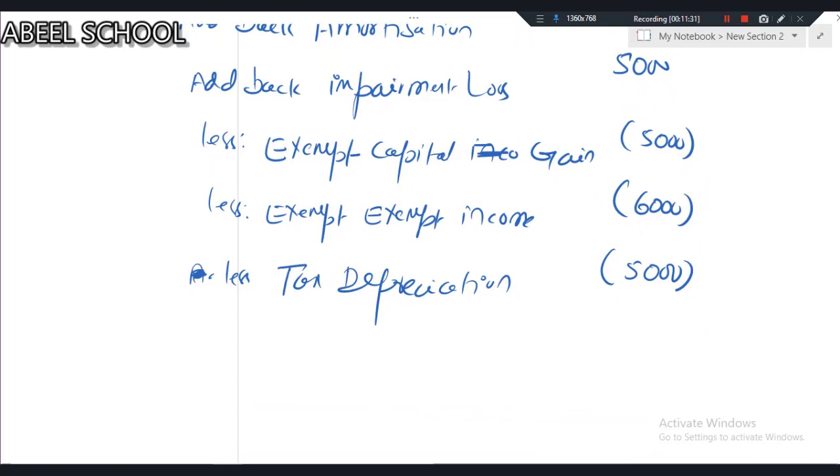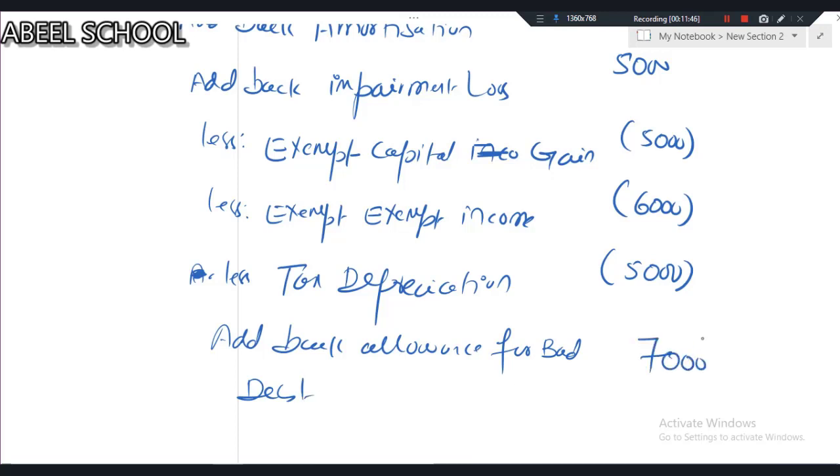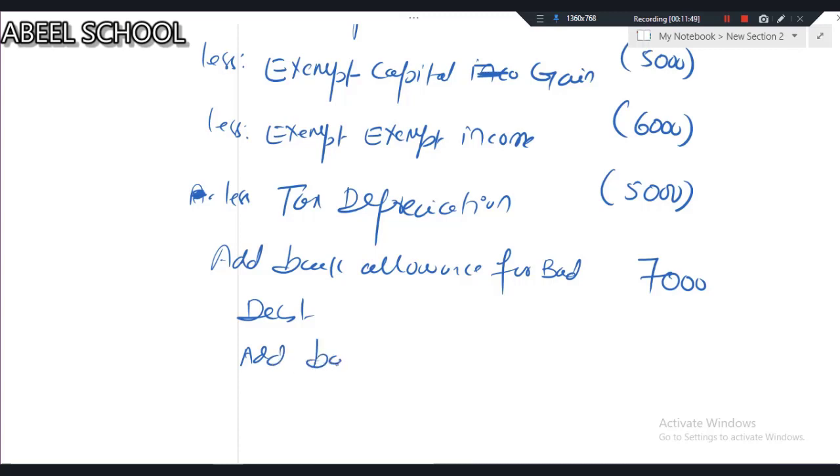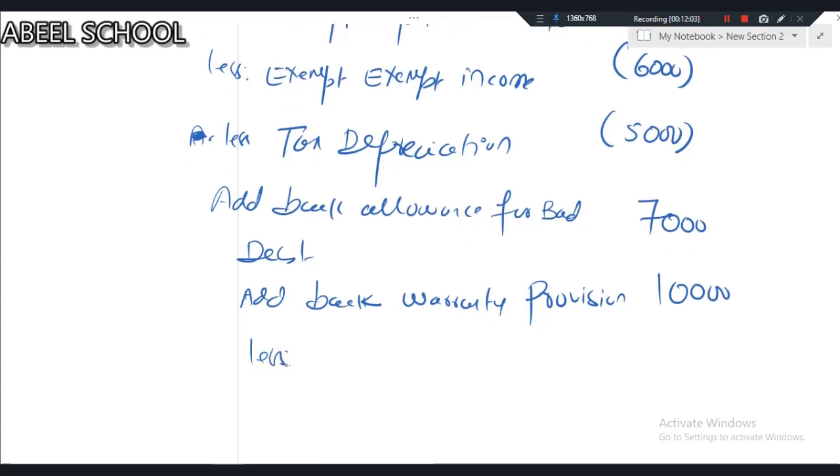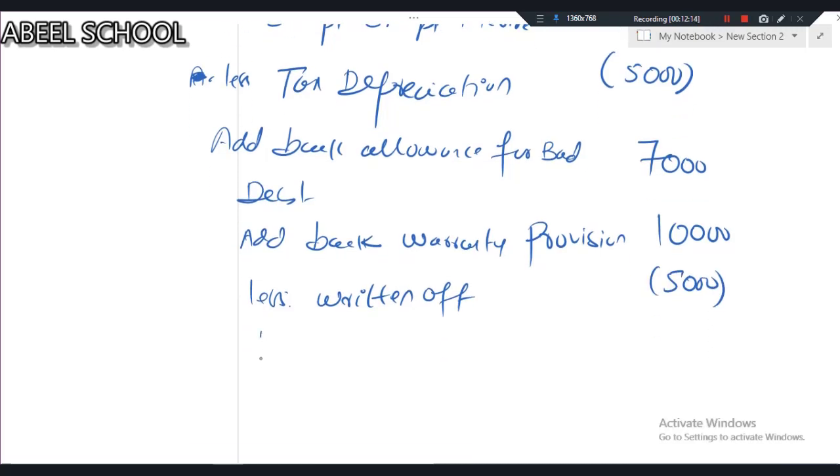Assuming there is any allowance for bad debt, that will be added back, because tax people don't accept it. Assuming it is 7,000. Add back the warranty provision if any, because tax authorities don't accept provisions either. And deduct the written off. Tax people don't accept allowance for bad debt, but they do accept written off. If there is any written off, deduct it, assuming 5,000. They don't accept warranty provision, but they do accept the warranty paid. Let's say 2,000.